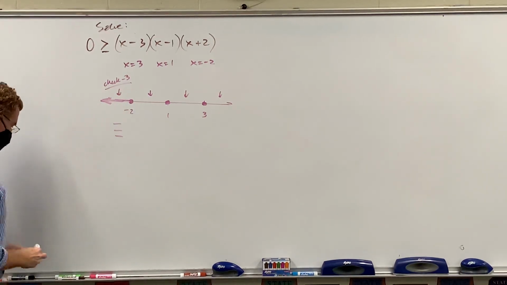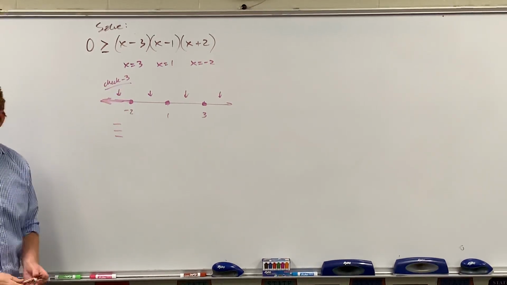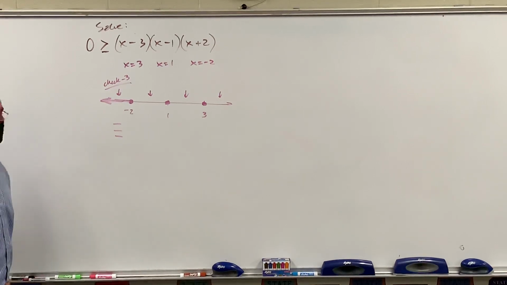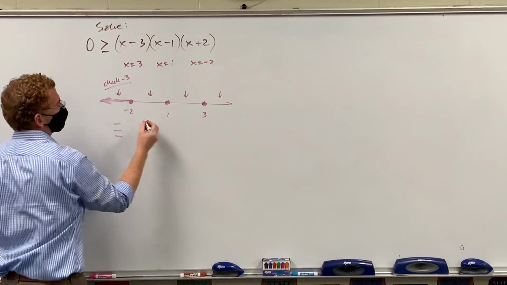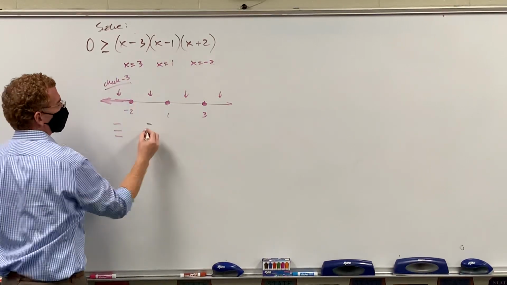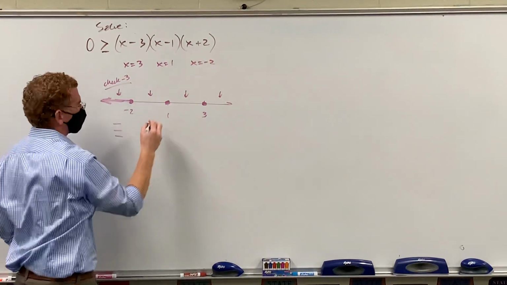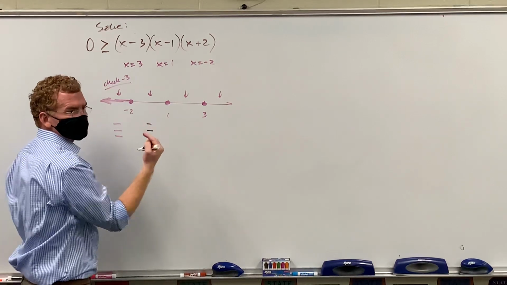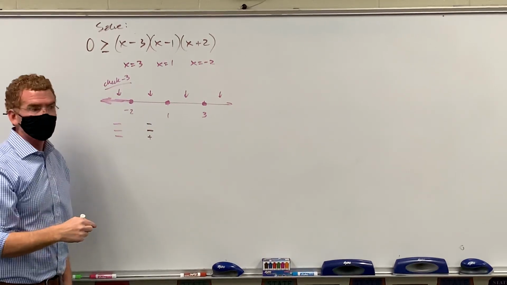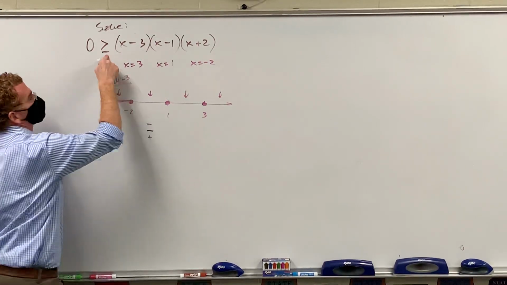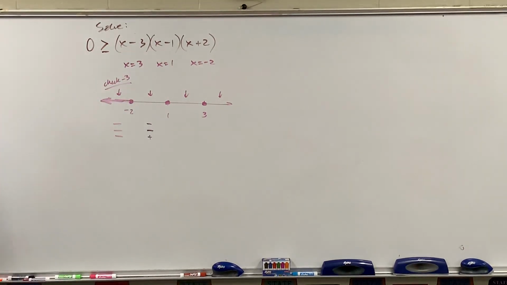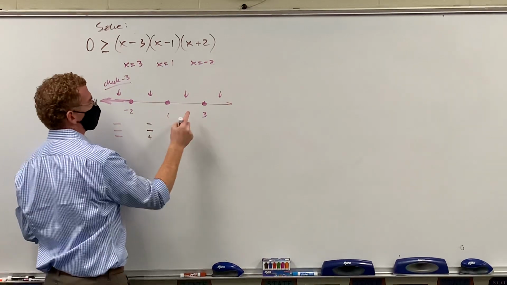All right, let's check the next region. Pick a number in there. I love the 0. Plug a 0 in there, what do you get? What does a negative times a negative times a positive give me? A positive? Well, then I'm not shading that because positive numbers are not smaller than 0. Right? What else? What about here?